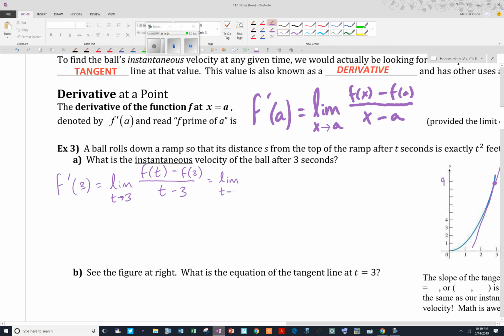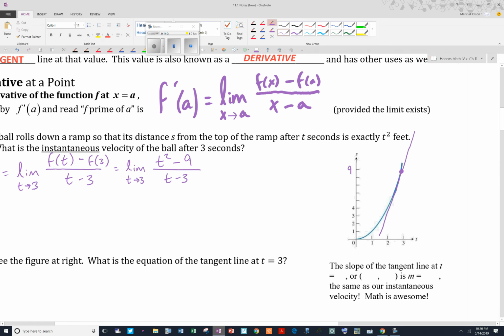So the limit of t approaching 3. And we have f of t, well, that's just our function, the function t squared. F of 3, or really s of 3, if I put 3 into the function, the y value I get is 9. So that's 9. T minus 3 is my denominator. So I have the change in y over the change in x.